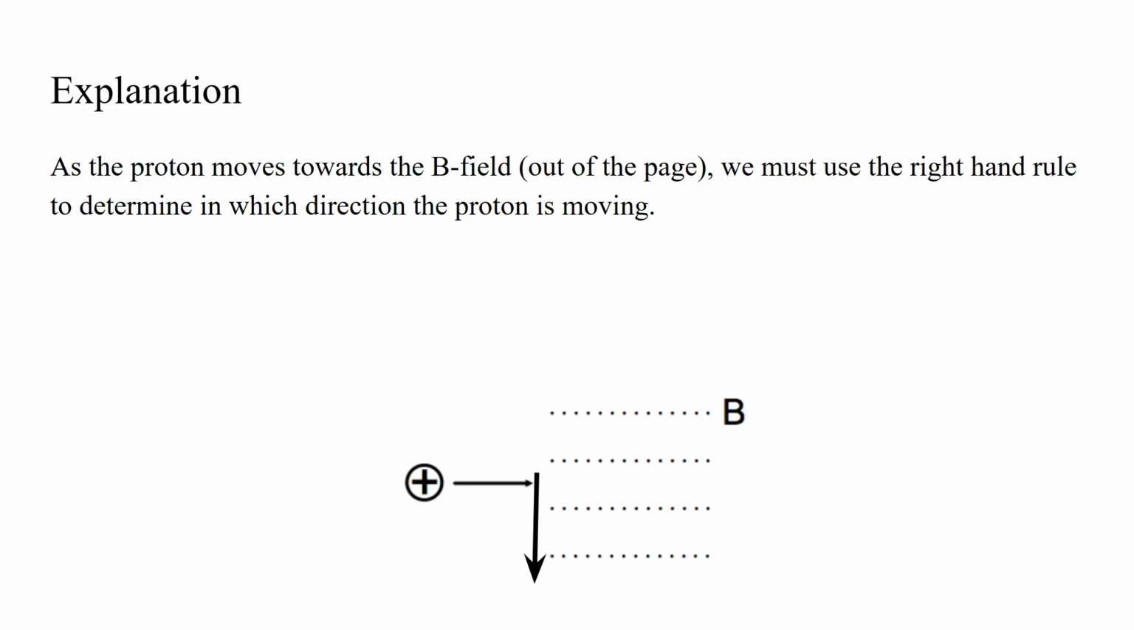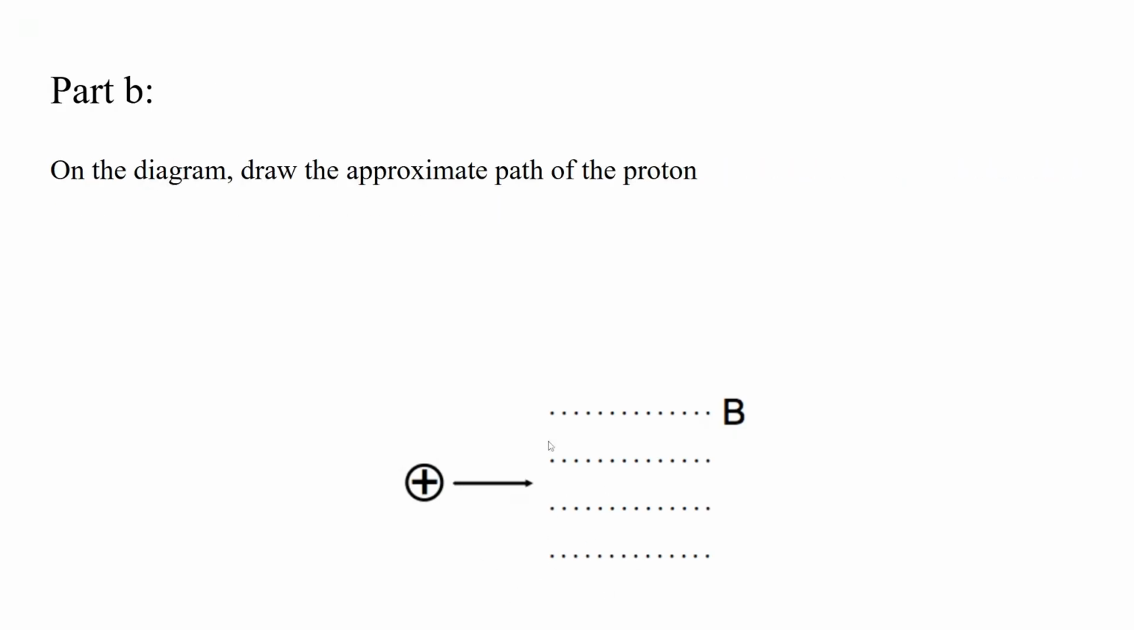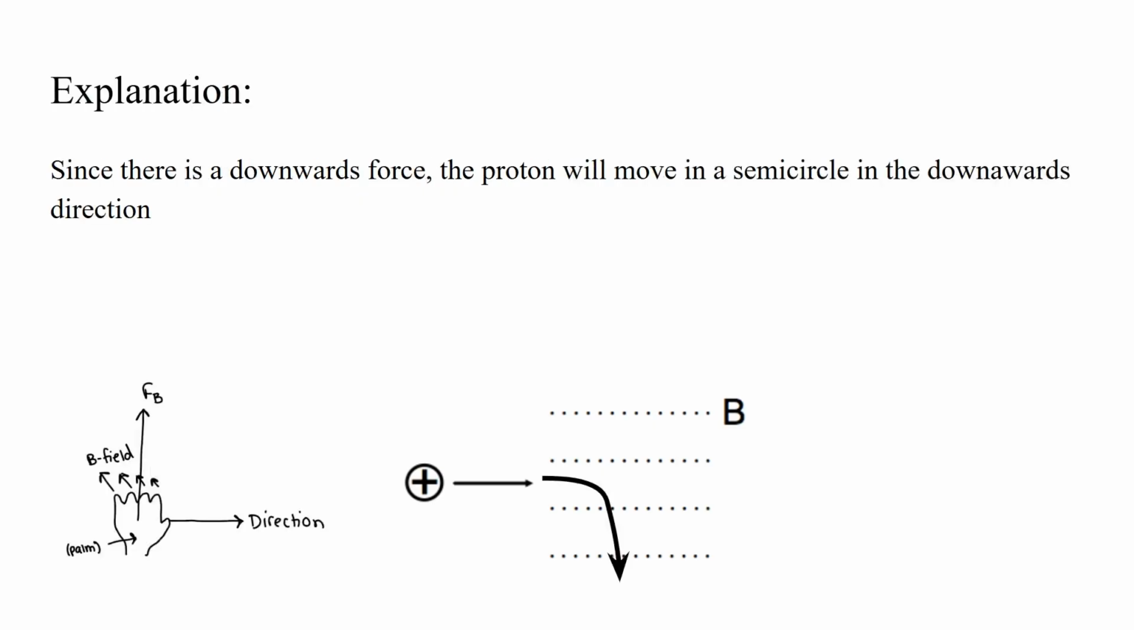This is how we get this vector. On the diagram, draw the approximate path of the proton. Since there's a downwards force, the proton will move in a semicircle in the downwards direction. So this is an acceptable vector, or a line, arrow, whatever you want to call it, that will be accepted on the FRQ. This is how to use a little bit of the right-hand rule I briefly described. This is not applicable to this scenario. It's just how to use it, where the palm represents the force, the B field is represented by the four fingers, and the direction is represented by the thumb. I'm sorry that this is not the best drawing.